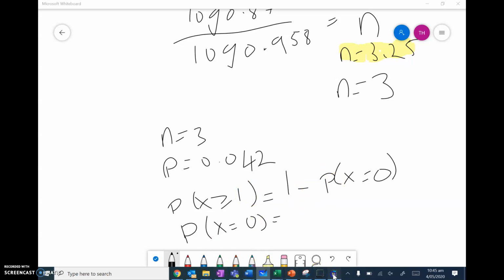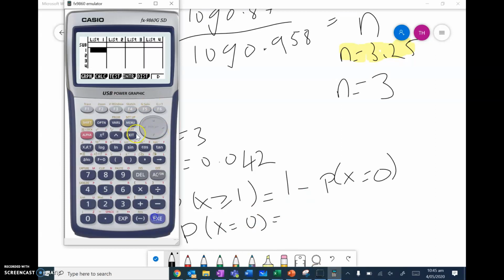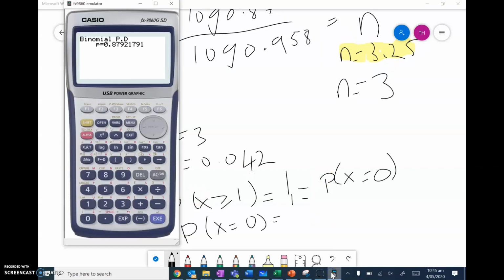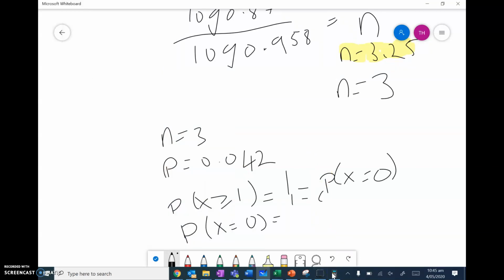So go into my calculator, distributions, binomial, BPD, because I'm just doing one exact value, variable, x equals 0, num trials equals 3, I only have 3 in my box, probability equals 0.042, and I get 1 minus 0.88. I'm just going to round it to 2GP, and that equals 0.12, which is less than 13%, which is what I want.